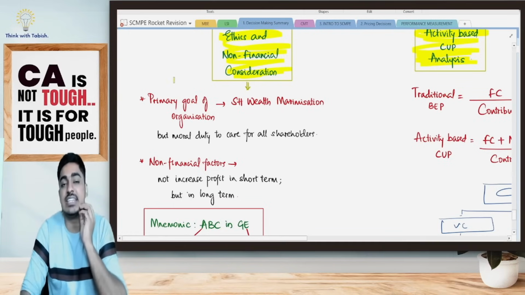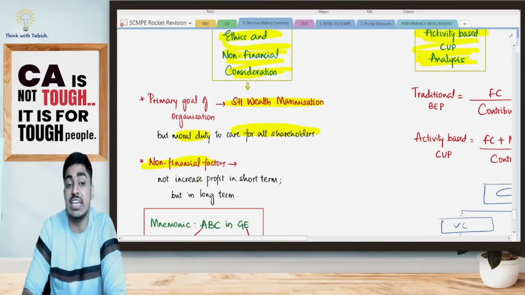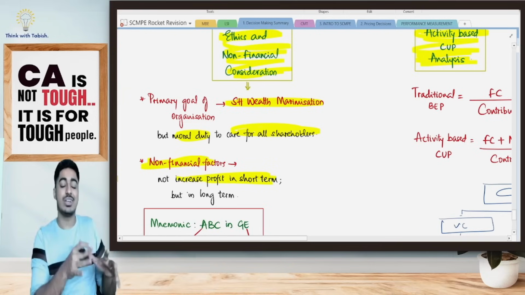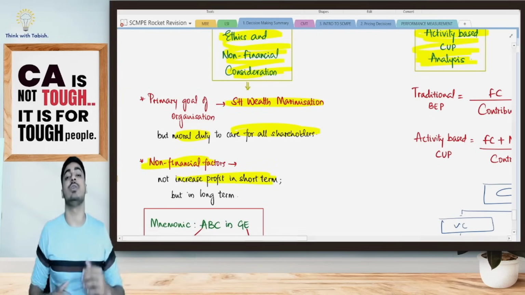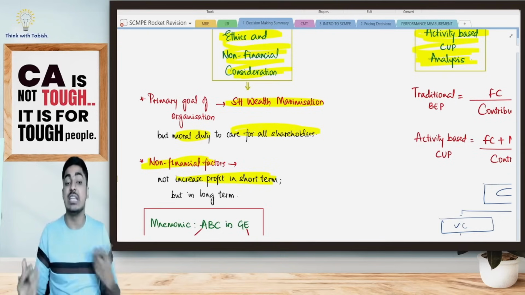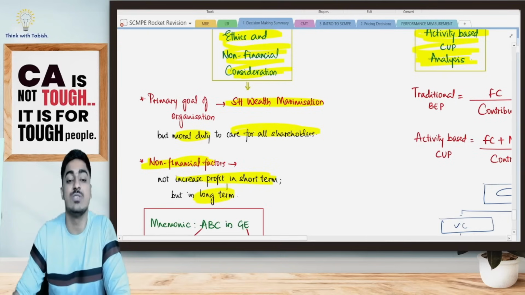2 standard sentences you will be writing everywhere. You will tell primary goal of organization is shareholder wealth maximization. However, every organization has a moral duty to care for all the stakeholders. Next point. Non-financial factors need not increase my profit in the short term. In the short term, it will not increase my profit. But however, it is going to increase my profit, give me a better brand image, sustainability in the long term. So for long term, considering non-financial factors is very important.